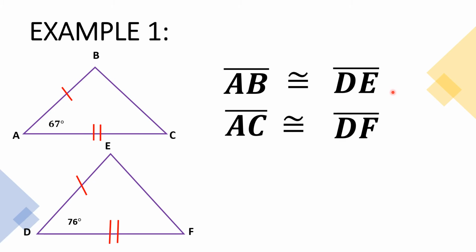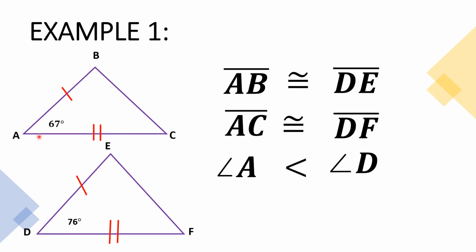Then let's proceed dun sa kanyang included angle. So included angle natin is angle A and then angle D. So what relation symbol ang ilalagay natin? Greater than, less than, or equal. So dito, kitang-kita natin na si angle A, which is 67, is mas mababa dito kay angle D, which is 76 degrees. So we can have now that angle A is less than angle D.